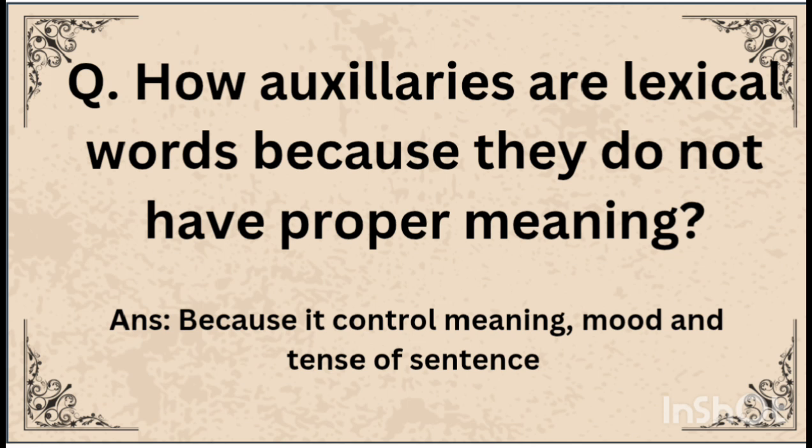The answer to this question is that they control the mood and tense of a sentence. Our auxiliary verbs like have, is, am, are, was, were all control the mood or tense of a sentence; in a language they control the mood, tense, and attitude of a sentence.